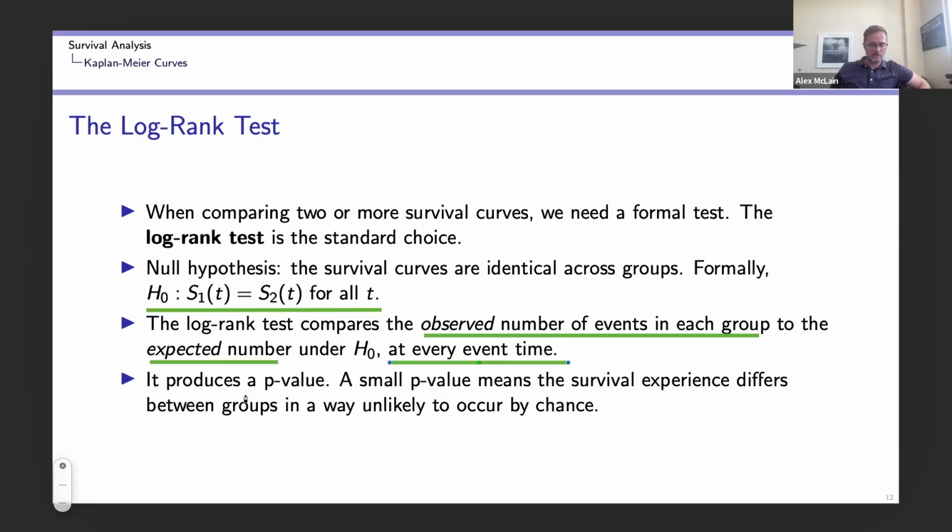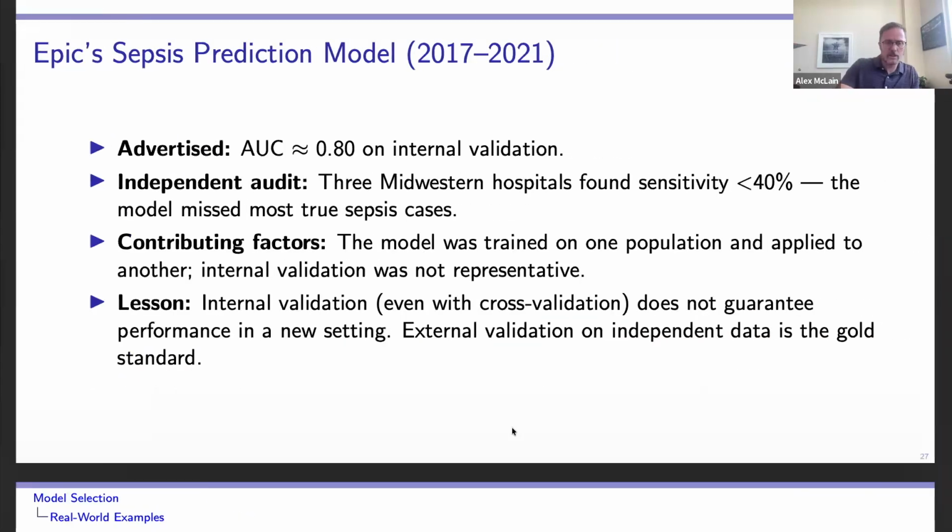And again, it produces a p-value. Small p-value means the survival experiences differ between the groups in such a way that it probably did not occur by chance. So the survival differences that we're seeing are not due to chance.